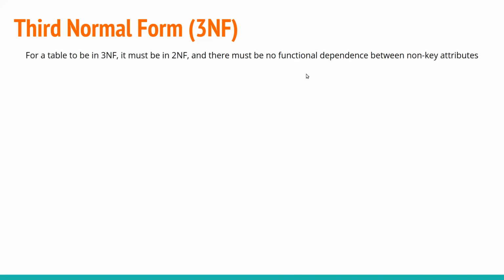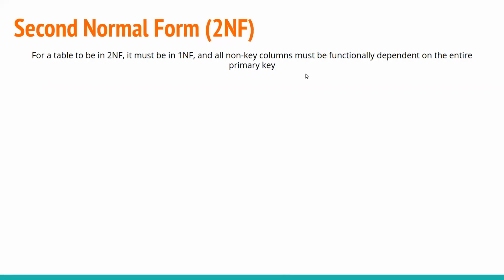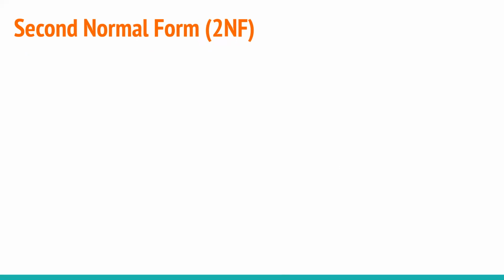This one's pretty okay. So for third normal form, for a table to be in 3NF, it must be in 2NF, and there must be no functional dependence between non-key attributes. Before we dive into this more, what I want to point out to you is that each normal form references the previous normal form.